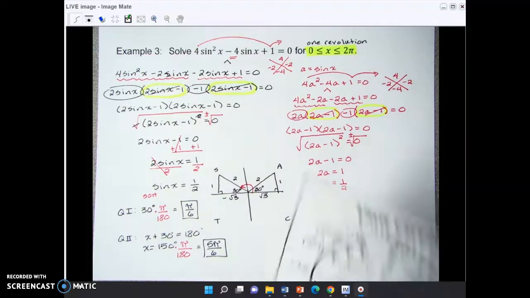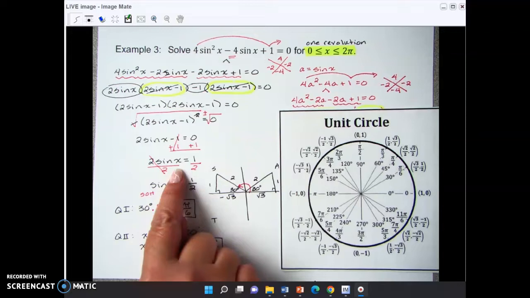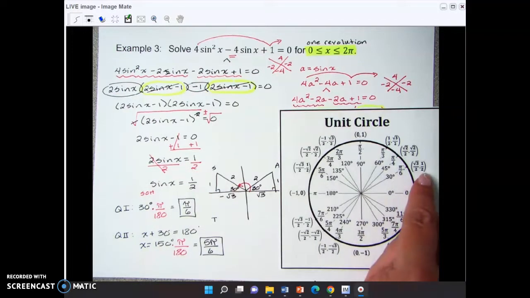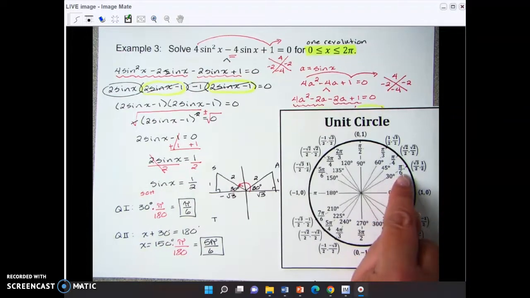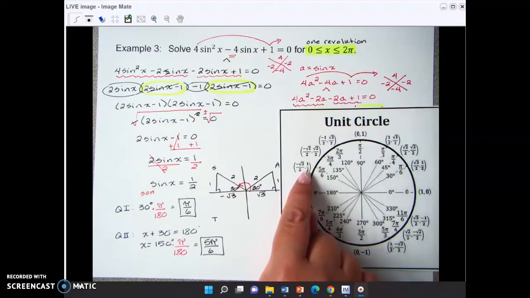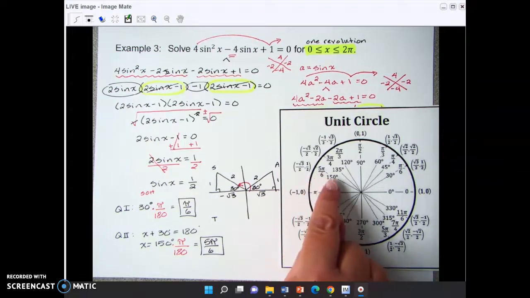Or we could have done this on the unit circle. So sine is represented by y on the unit circle. So we're saying where in 1 revolution is the sine of x 1/2. So that happens here at 30 degrees, which is also pi over 6. And it happens again over here where y is 1/2 when theta, or in this case x, is 5 pi over 6 or 150 degrees.